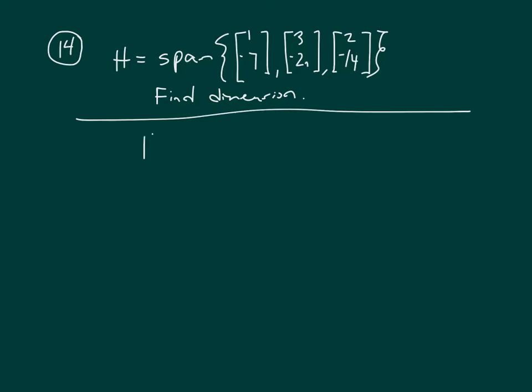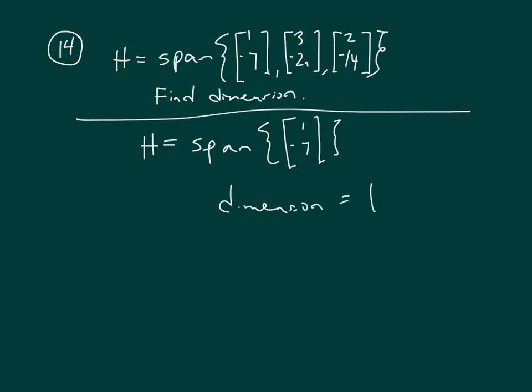And in fact, we could take any one of them and say that H is equal to the span of any one of the vectors. We'll just take the first one because it's the most reduced. And then the dimension of H is equal to 1. So make sure when you're dealing with multiple vectors in a span, you check that linear independence.